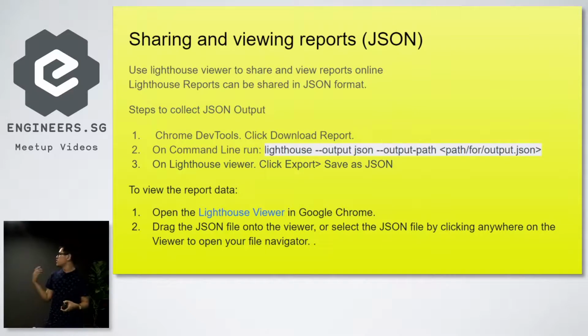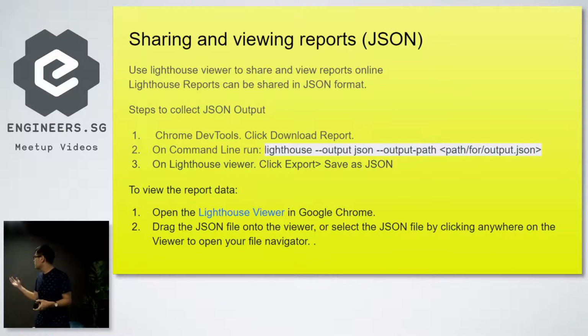So how do we share and view reports using JSON? In Lighthouse, there's a tool called the Viewer where we can share and view reports online. The Lighthouse reports are all in JSON format. So how do we collect the JSON output that we need? First, we go to Chrome DevTools and download the report. And from the command line, we run lighthouse --output.